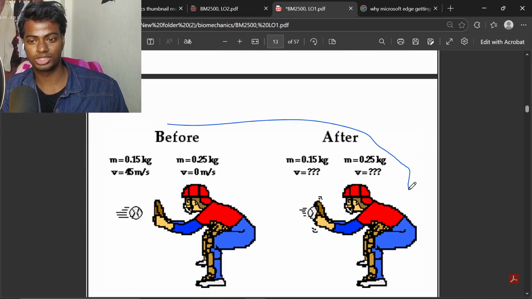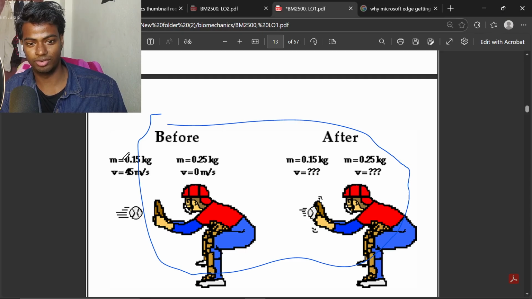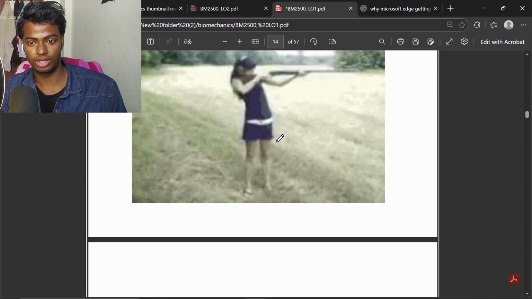And this is a very good concept of conservation of momentum. You can actually calculate m1v1 is equal to m2v2. Very easy. m1v1 is equal to m2v2. Okay, great.